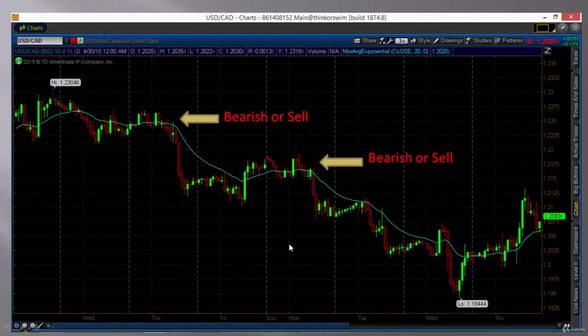So there is a quick overview of bullish and bearish. And in later lectures, we'll take a look at other tools in our toolbox that we can use in conjunction with this basic analysis to prep us for our trades.